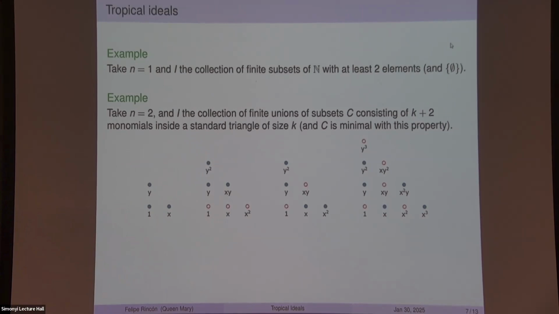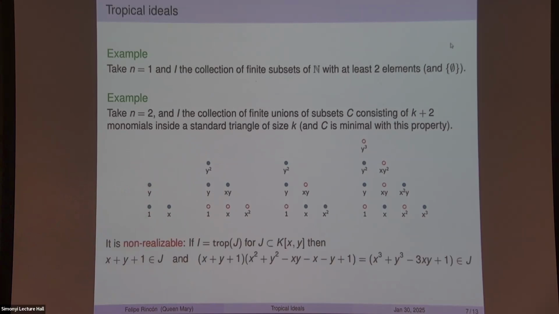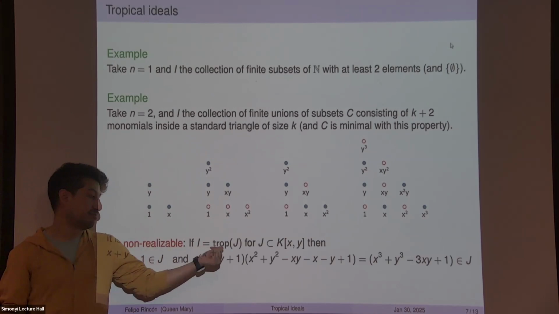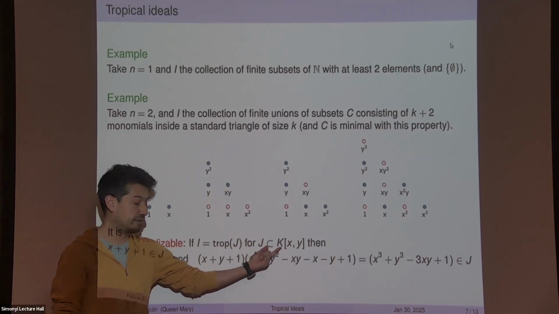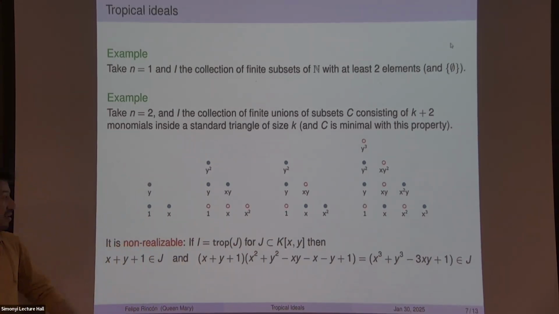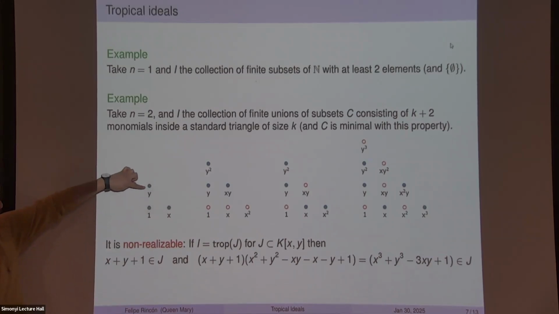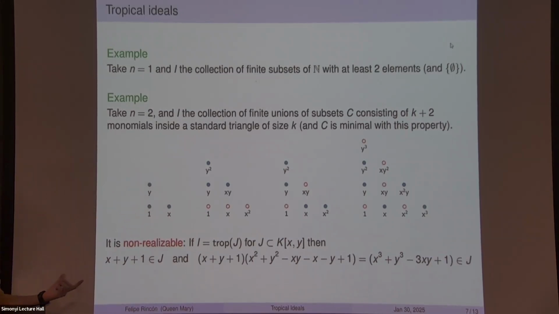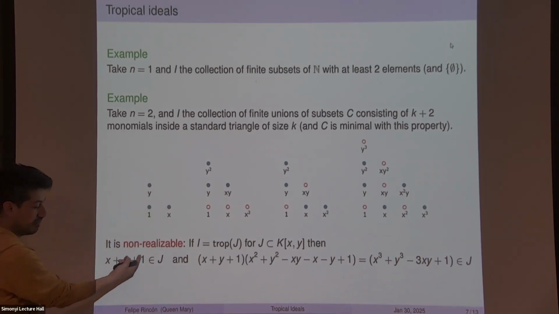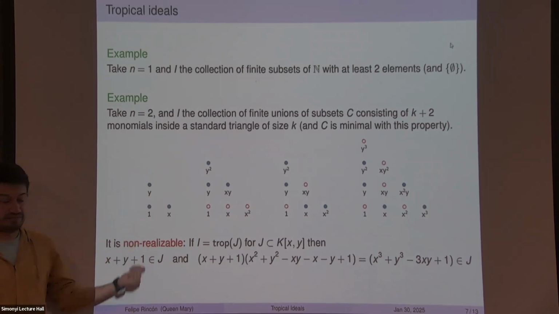But I claim that the tropical ideal is not realized. You cannot find an ideal with coefficients in a field where these are the supports of the polynomials in the ideal, and that's quite easy to see, actually. I can give you the proof in one line, pretty much. Suppose it was the tropicalization of a classical ideal J with coefficients in a field K. Because you have this subset here, 1, x, y, there needs to be a polynomial in your ideal that uses these 3 monomials, so something times x plus something times y plus some constant. You can scale your polynomial so that this is a 1.